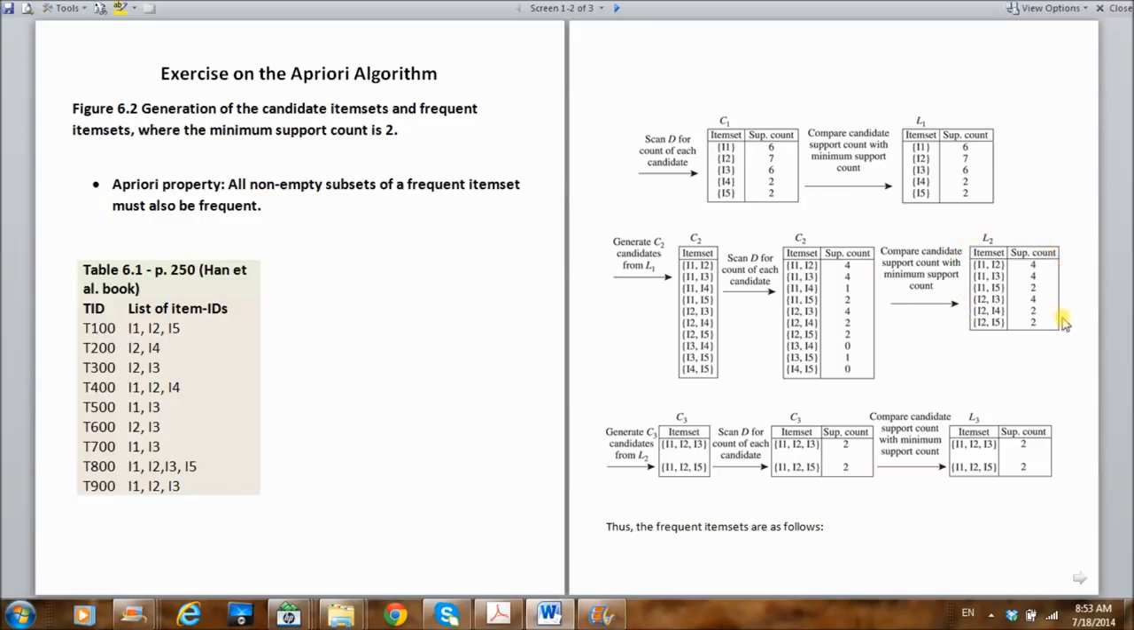From these item sets, now we need to generate item sets with cardinality 3, or 3-item sets.